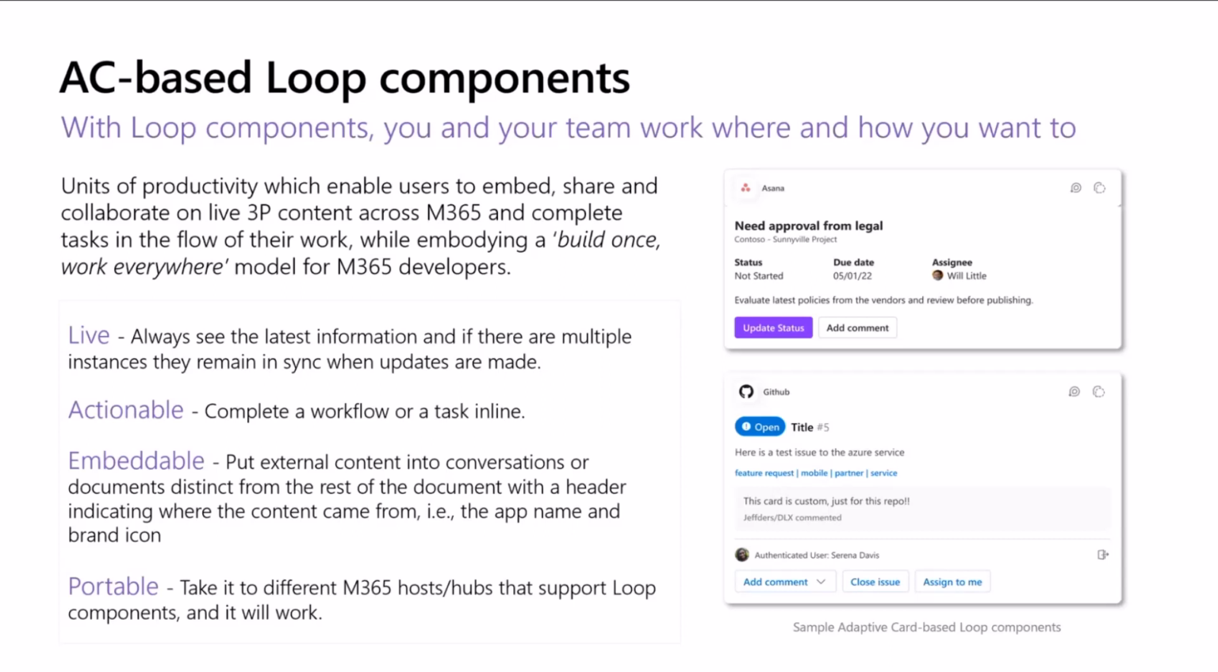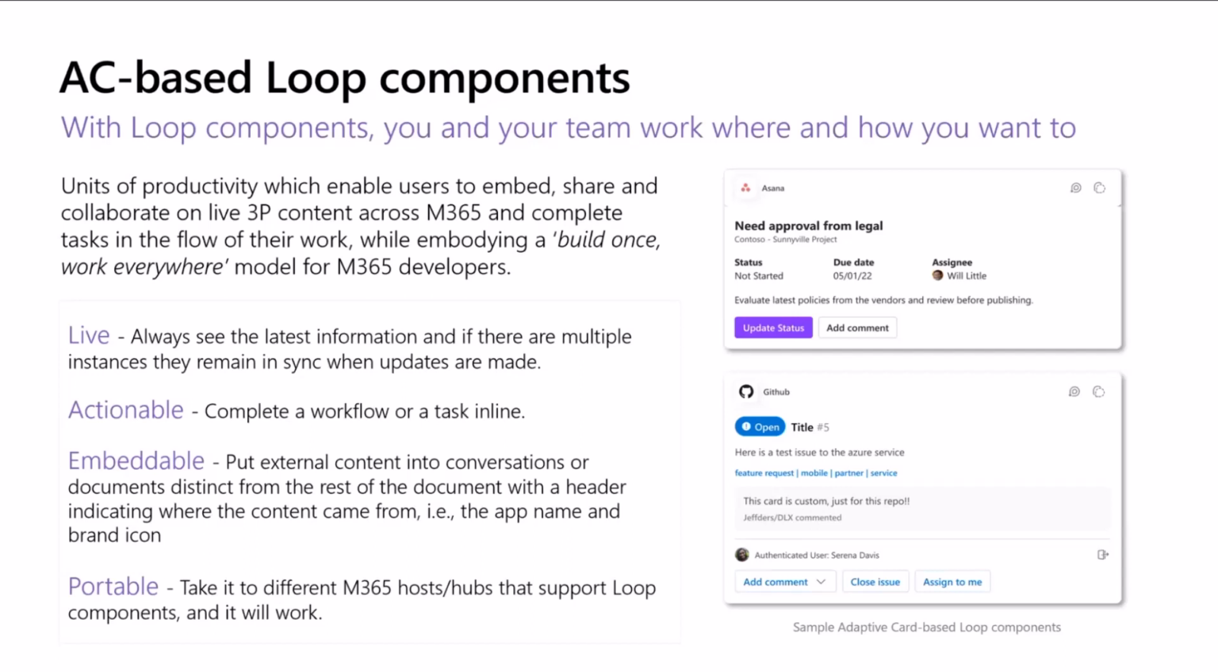Adaptive cards, I believe, should be a familiar term in the community. So, adaptive card-based Loop components are units of productivity which enable users to embed, share, and collaborate on live external content. It can be 3P, it can even be Microsoft 1P content, which is non-native, across Microsoft 365, and complete tasks in the flow of their work. We'll talk about how this happens through the demo as well. And for the developers, it embodies the build once, work everywhere model that we have for most of our platform capabilities. There are 4 particular values, or promises rather, which we talk about while talking about Loop components.